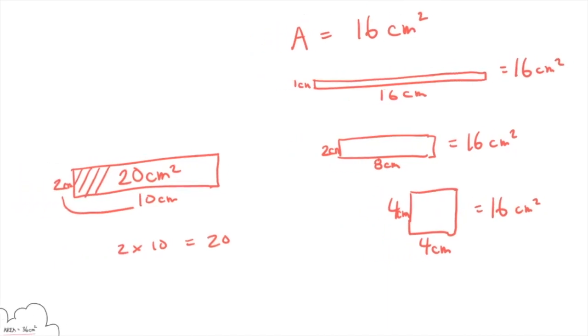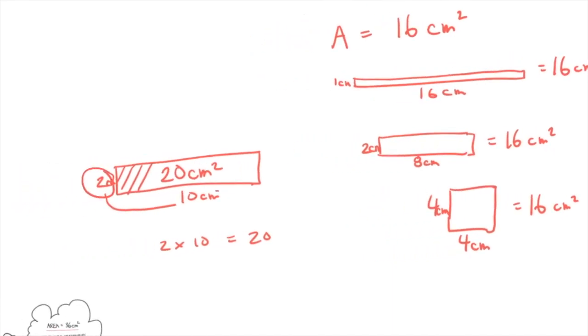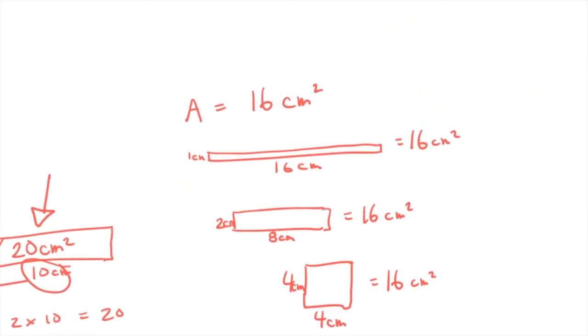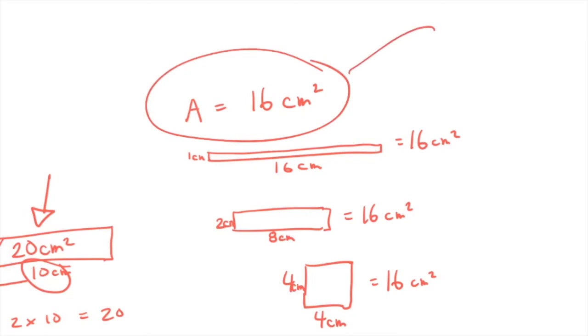So we can start with our sides to find our area, or we can start with the area and find the factors to tell us what the side dimensions are.